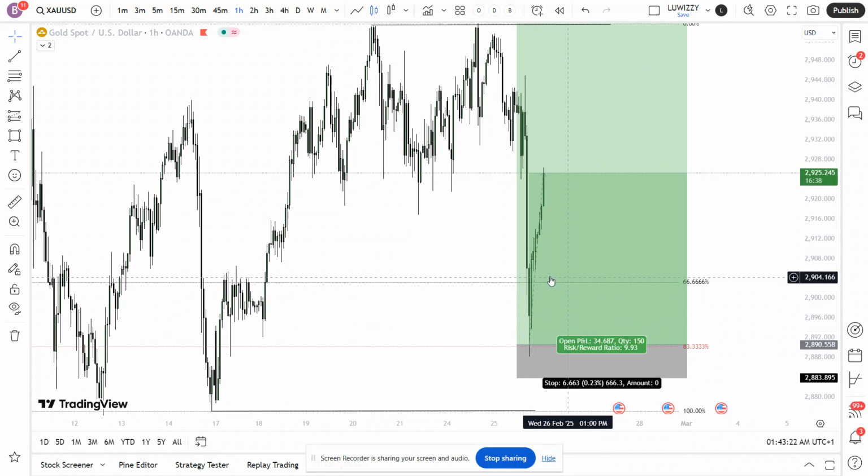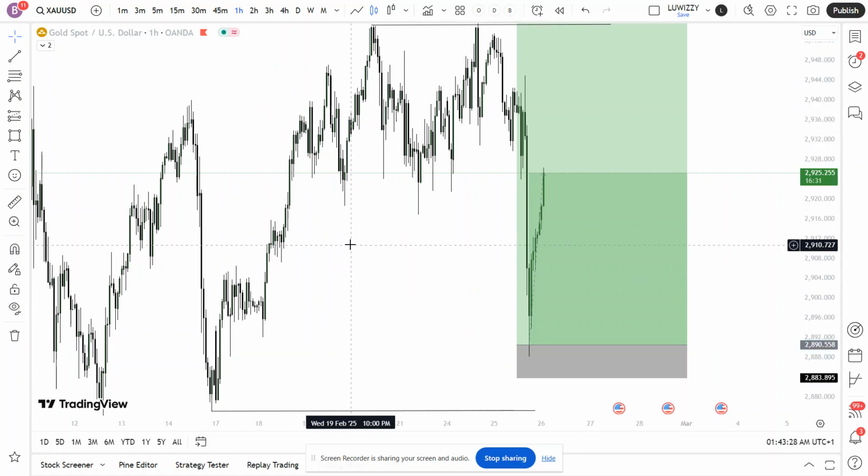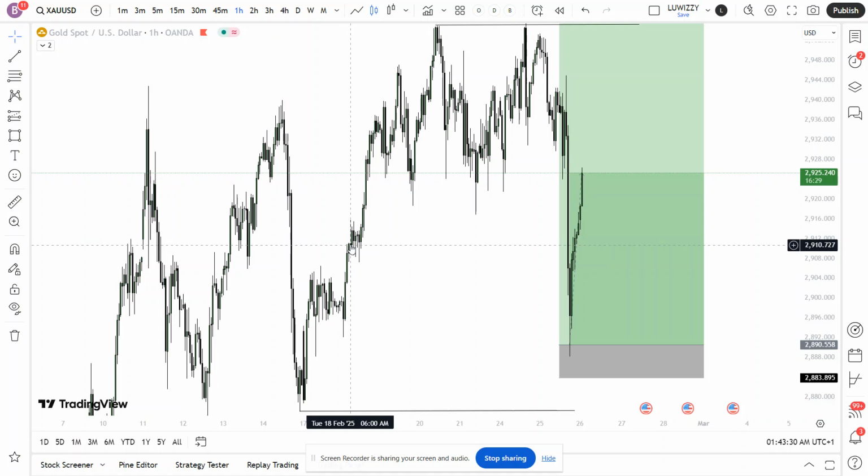Now you've seen how this fib level has helped us detect three swing trades on gold.